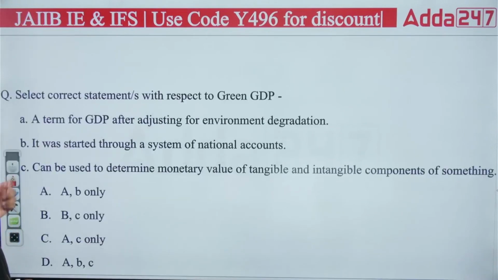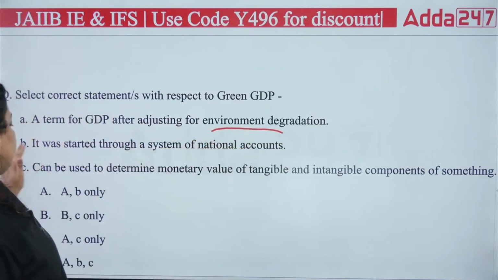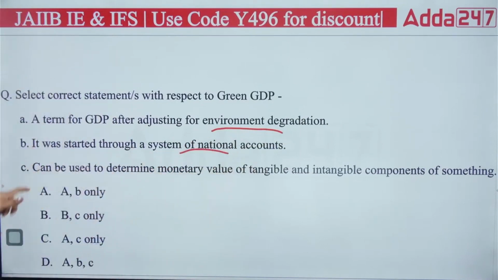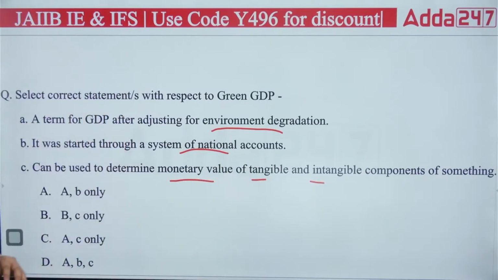Next question we have here: select the correct statement with respect to green GDP. First, a term for GDP after adjusting environment degradation. Second, it was started through a system of national accounts. Third, can be used to determine monetary value of tangible and intangible components of something. So what do you think? Which of the following is correct here about the green GDP? A, B, C or D?